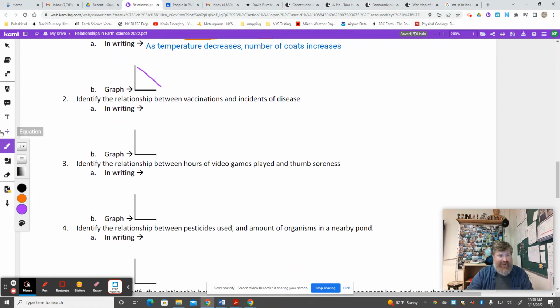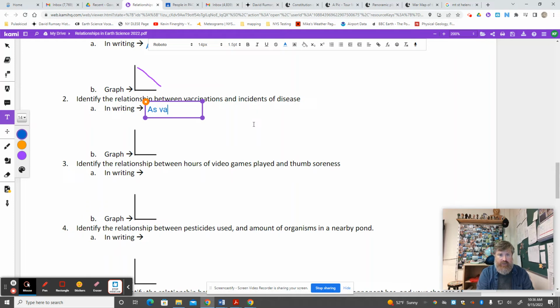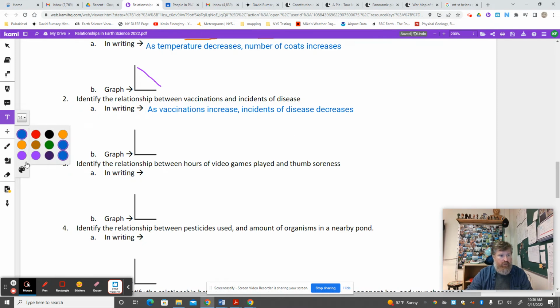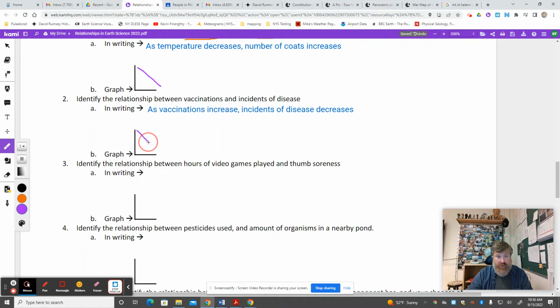Identify the relationship between vaccines and incidence of disease. As vaccines or vaccinations increase, incidence of disease decreases. More vaccines would be less of that disease, right? Again, an inverse relationship, going to be like that.